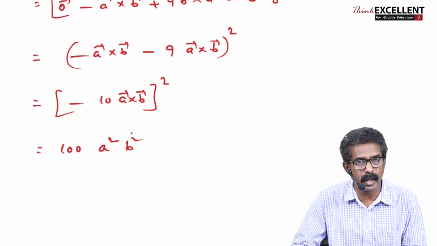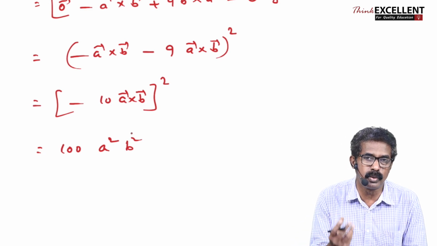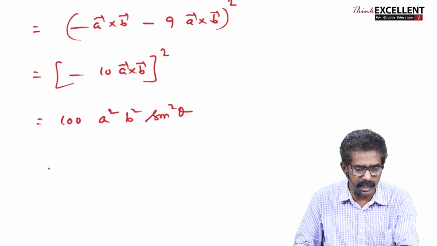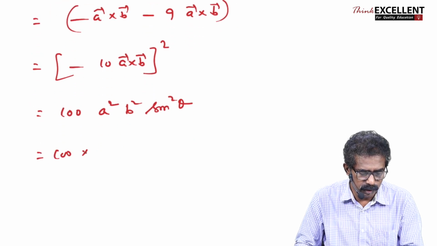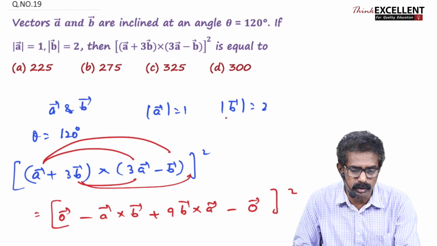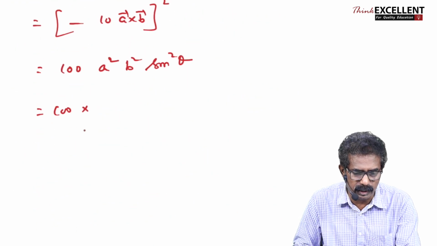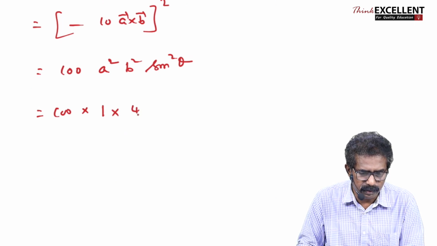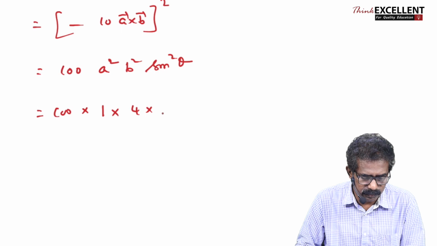But when you square, n dot n, unit vector, is 1, right? So that part will be 1. So A square, B square, sin square theta, right? Theta is the angle between A and B. So 100 into modulus A, they have given us 1, modulus B is 2, angle between them is 120. So A square is 1 square, 1, B square is 2 square, 4, sin square 120.